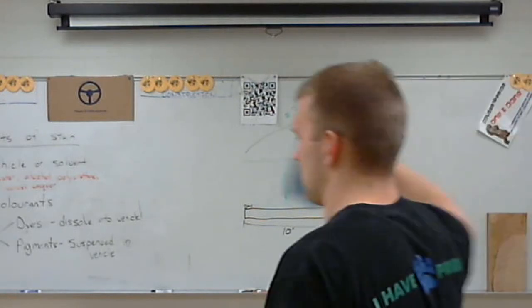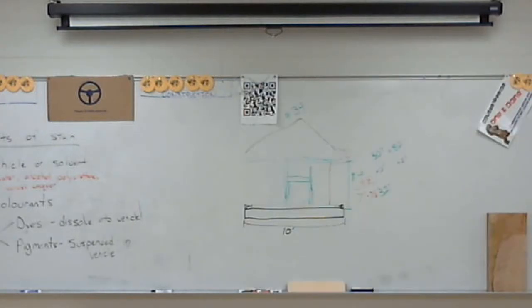Alright, so what was today's question number 38? How many square inches are in a square foot? How many are there? 144. How'd you guys end up getting that? 12 times 12.